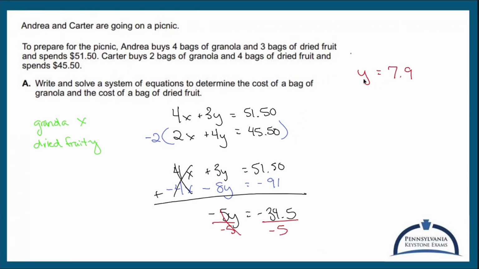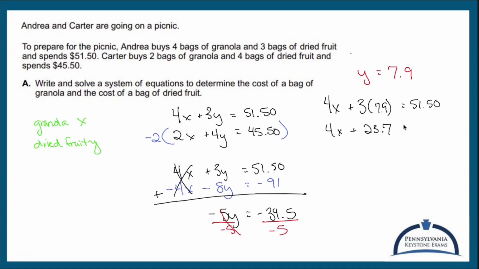Okay, so again, that's the cost. So if you're looking at that saying, whoa, a decimal, yeah, that's the cost of the bag of dried fruit. So we're allowed to have a decimal there. That's okay. Let's take that y and plug it into one of the top 2 equations. So why don't I take the top one, because that's the least sloppy one. 4x plus 3 times 7.9 is going to equal 51.50. 3 times 7.9 is going to be, what is that, 23.7?